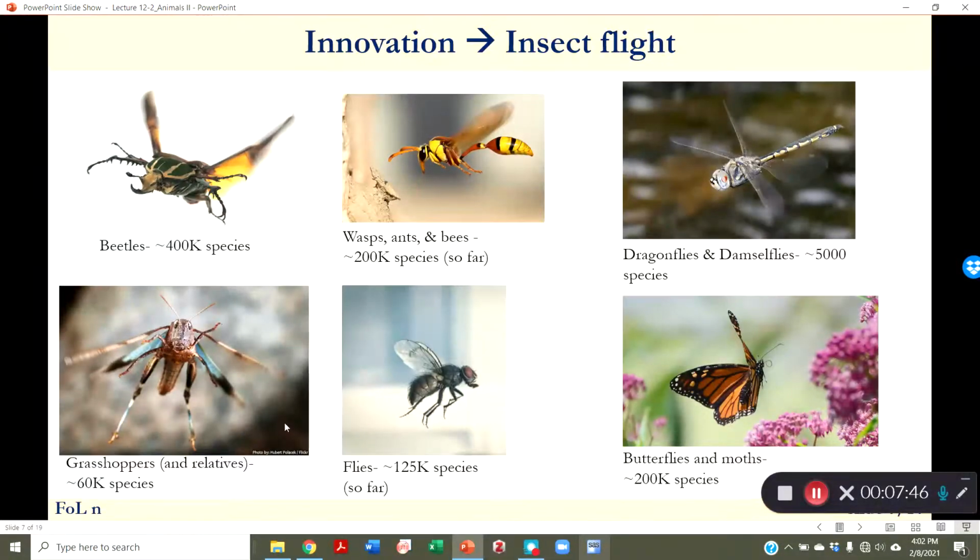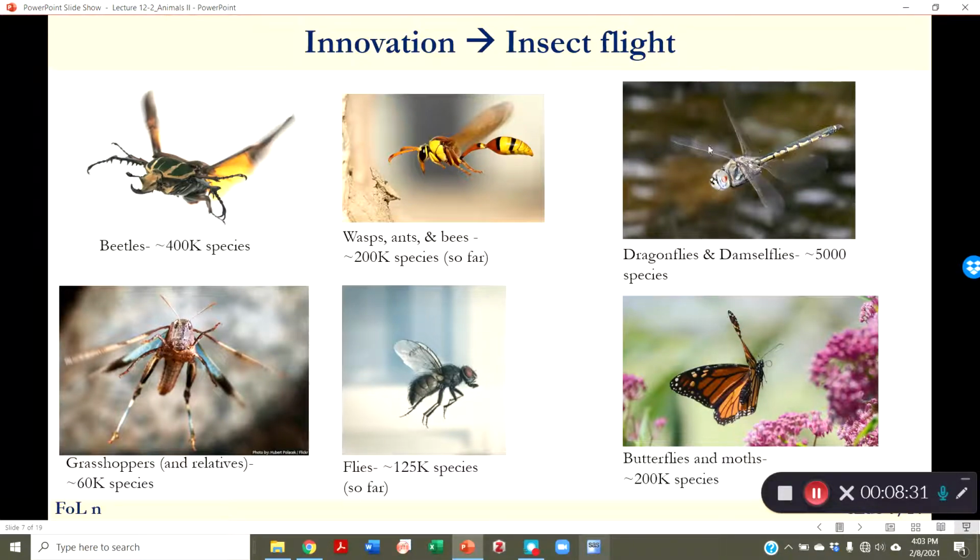And we have grasshoppers and their relatives with about 60,000 species. So really diverse, and this isn't all of insects, of course, but they all share in common this evolution of flight, and they do it in some different ways. Beetles have hardened forewings that are called elytra, so really all their flight is happening with just their hind wings, which is one reason that they're pretty poor flyers. Wasps, bees, and ants have both wings, although in the case of ants, some castes actually don't have any wings at all, but the reproductives do.